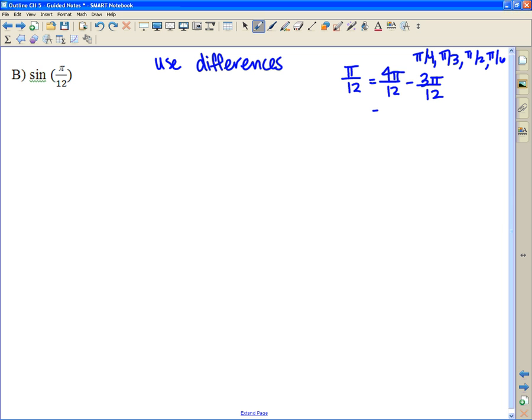Well, we don't usually work in 12s, we have before, but 4 over 12 reduces to pi over 3, and 3 over 12 reduces to pi over 4. So you have now found your u and v values. So the sine of pi over 12, we'll rewrite that as pi over 3 minus pi over 4. I guess you could convert this to degrees and figure out what it would be and then convert it back, but I think that you guys are capable of doing it a little bit more efficiently than that.